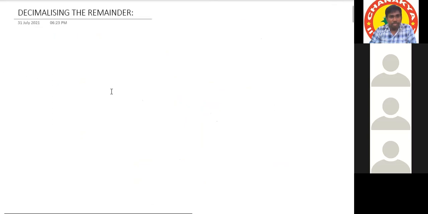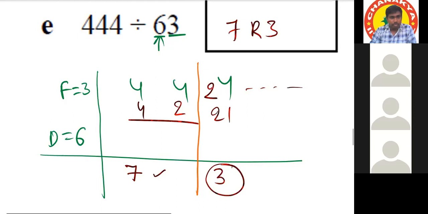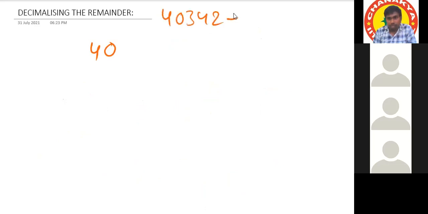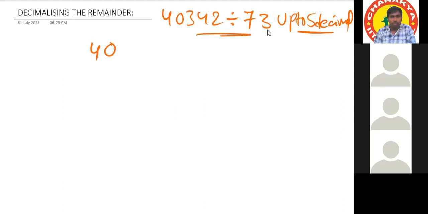And let us see how to decimalize the remainder also. Till now we are taking only remainders, right? Yes or no? Yes, sir. Till now we are not taking decimal digits. From now onwards, we are going to take a decimal part also, points also. Okay, let me take one sample question. Suppose here I'm writing 40342. We have to divide this number by 73, and we have to take up to 5 decimal places. Let me explain. For 5 decimal places, you can do up to 2 decimal places, enough.